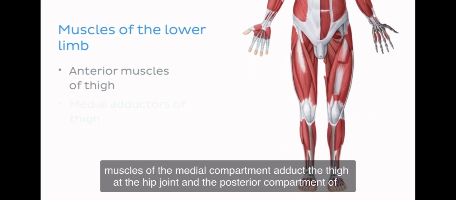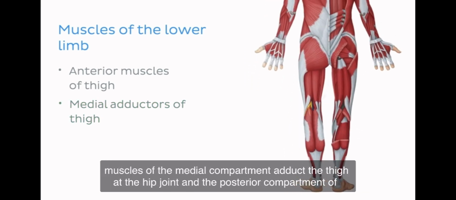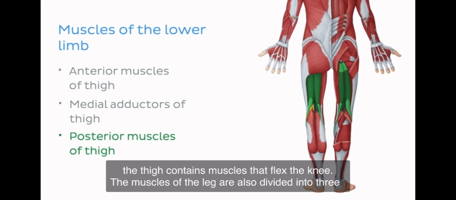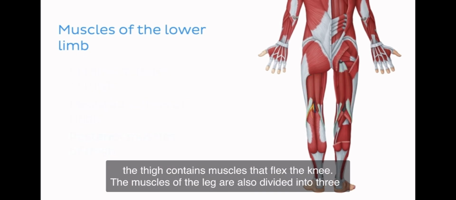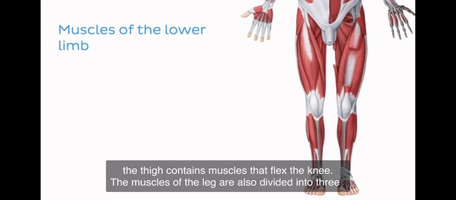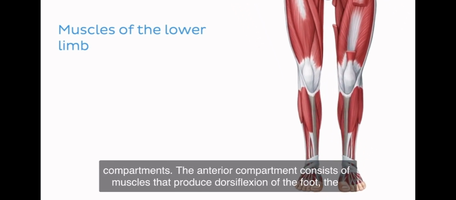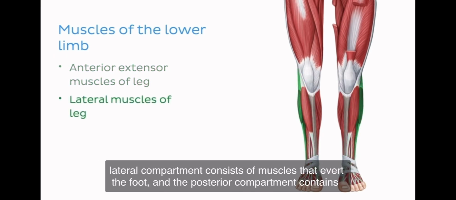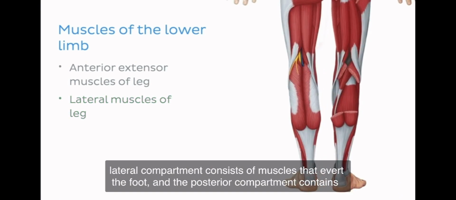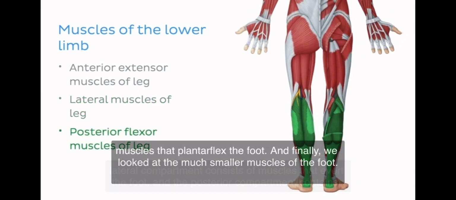The muscles of the medial compartment adduct the thigh at the hip joint. And the posterior compartment of the thigh contains muscles that flex the knee. The muscles of the leg are also divided into 3 compartments. The anterior compartment consists of muscles that produce dorsiflexion of the foot. The lateral compartment consists of muscles that evert the foot. And the posterior compartment contains muscles that plantarflex the foot.